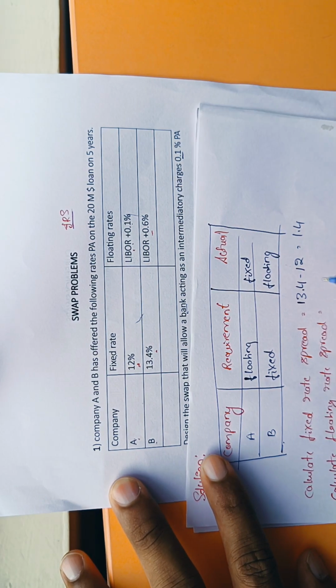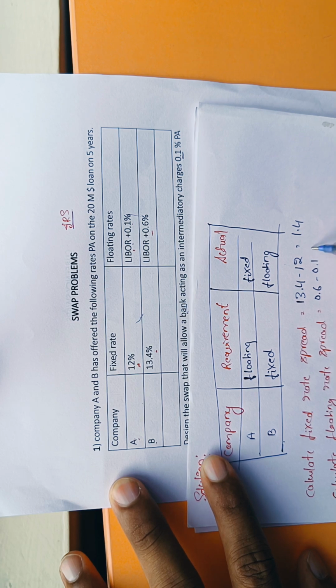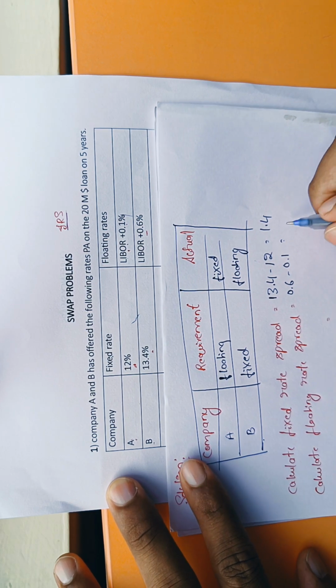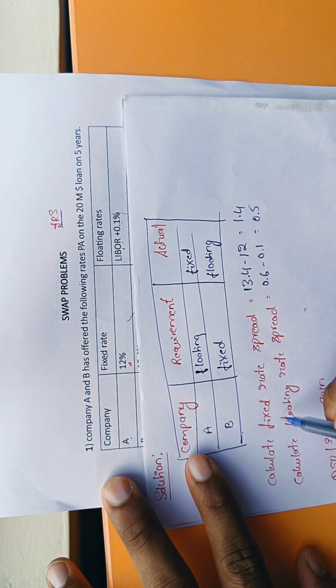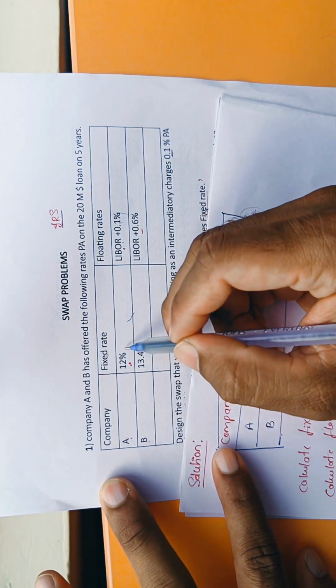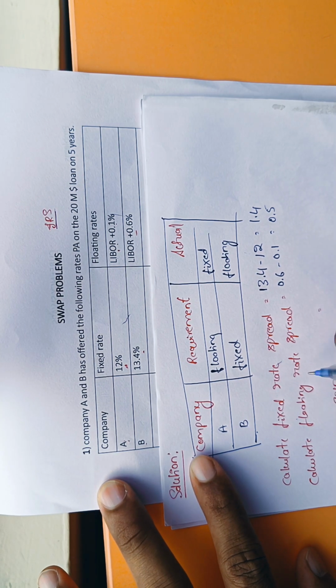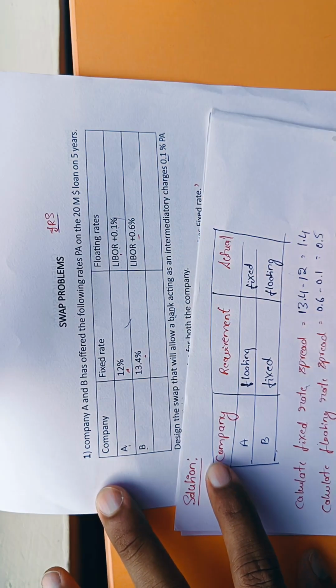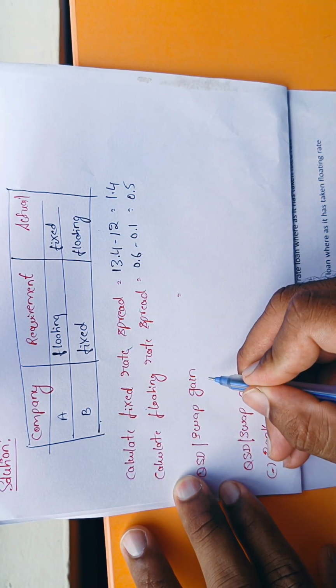That is 0.6, the greater value, minus 0.1, we will get 0.5. This is clear. Fixed rate spread, the difference of these two. Floating rate spread, this one, difference of these two. Then we got QSD or swap gain.